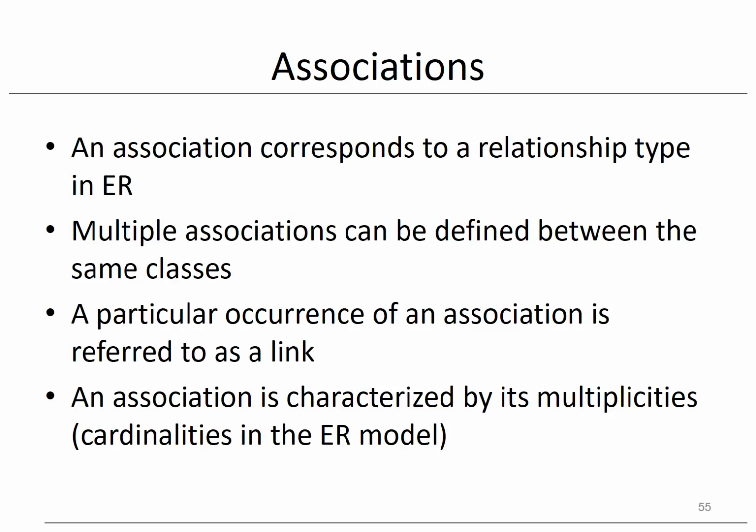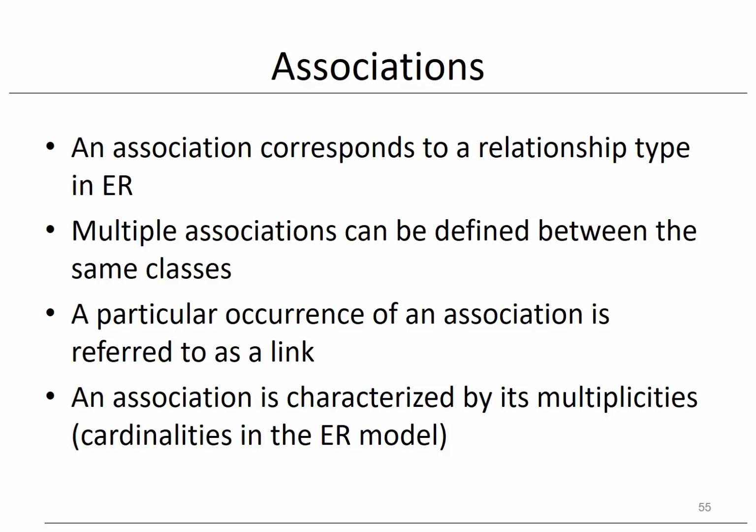Analogous to relationship types in the EER model, classes can be related using associations in UML. Multiple associations can be defined between the same classes. Also, unary or reflexive and n-ary, such as ternary, associations are possible. An association corresponds to a relationship type in the EER model, whereas a particular occurrence of an association is referred to as a link, which corresponds to a relationship in the EER model.